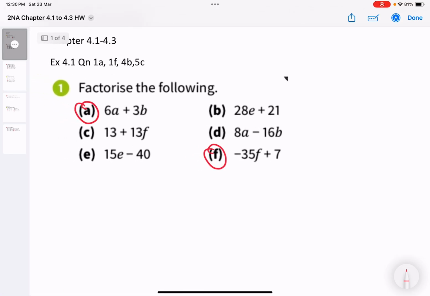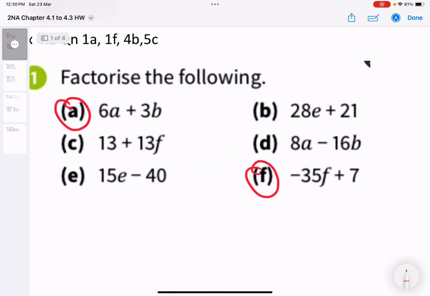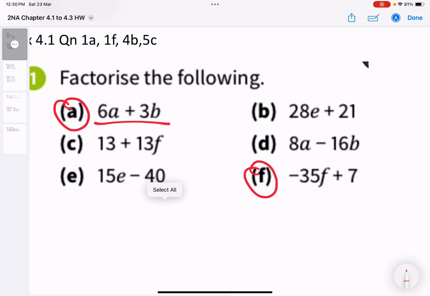Question 1, factorize the following. What does it mean by factorize? Factorize means you look at these two terms, you try to find common terms, common factors, and then you try to pull it out.